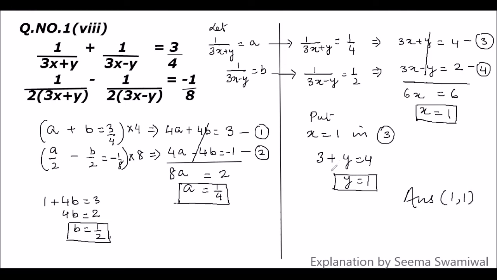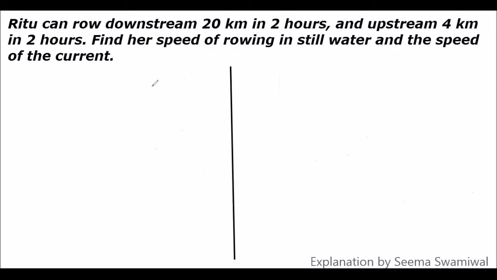Children, you come to know that the equations given in this question are not linear equations in two variables. Even then, we are able to solve them by using the concept of linear equations, by reducing these equations in linear form first, and then we are able to solve them. Now let's solve the word problem.